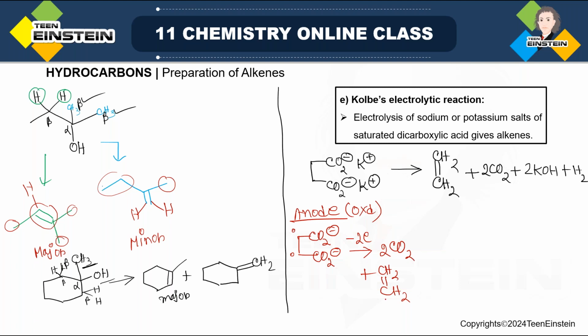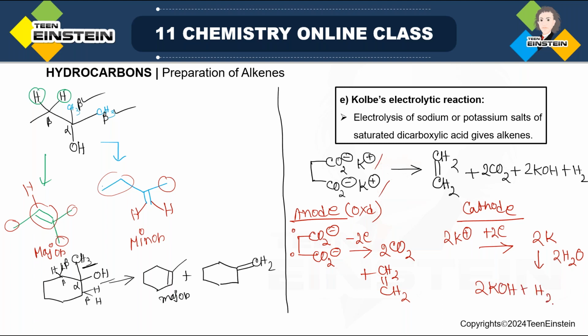This oxidation is occurring here. And what about the cathode? That also we will see. So at the cathode, as you know, these two potassium counter ions are still there. Now if these two ions accept the 2 electrons that were removed at the anode side, there will be formation of neutral potassium atoms. And these neutral potassium atoms, in the presence of water, because the medium contains water, will form 2 KOH and H2.